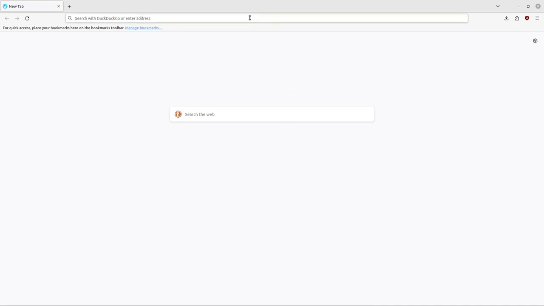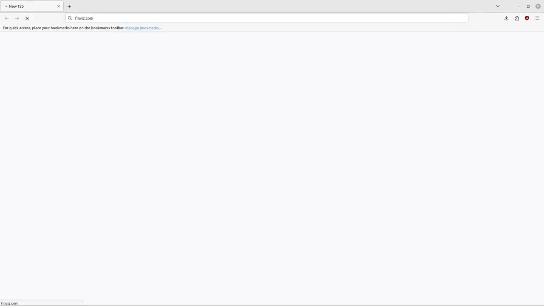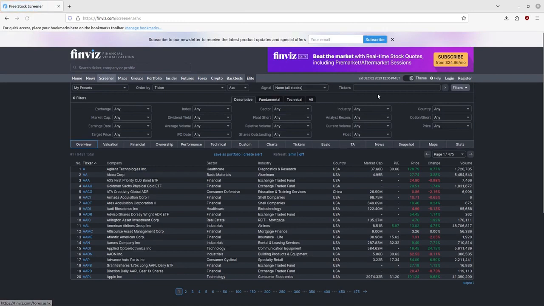So what I do is I use a tool called Finviz.com. So we'll go over there to Finviz.com and we are going to use their screener. Once you've gone to their homepage, you're going to click screener. Now, TradingView does have a stock screener, and you can use it instead of this if you prefer. This is just what I find works best for me.